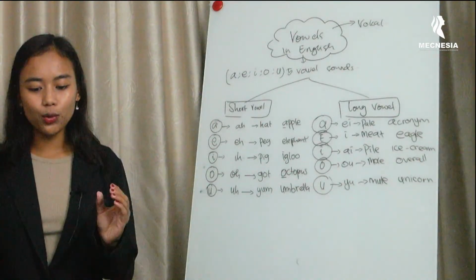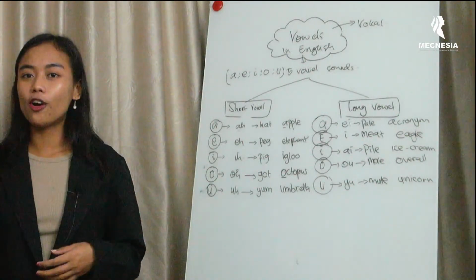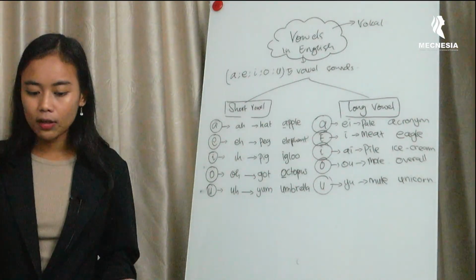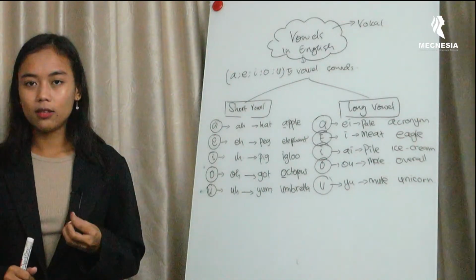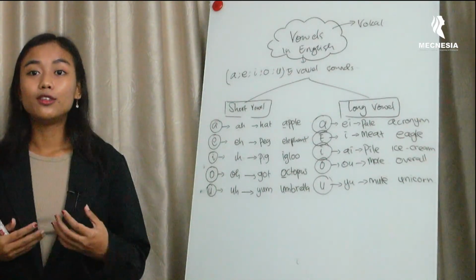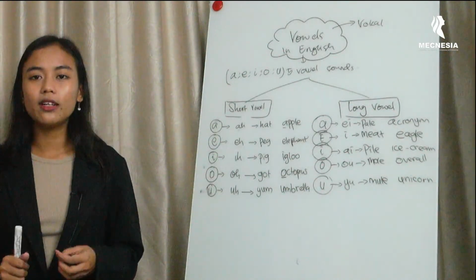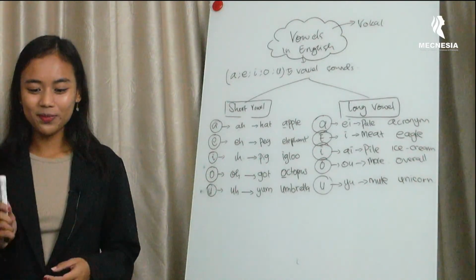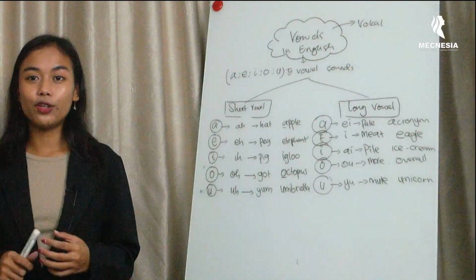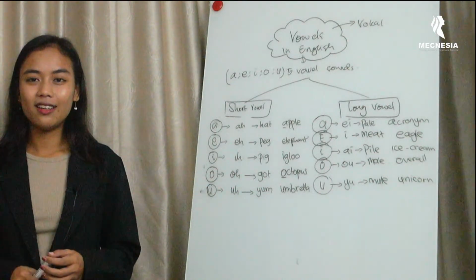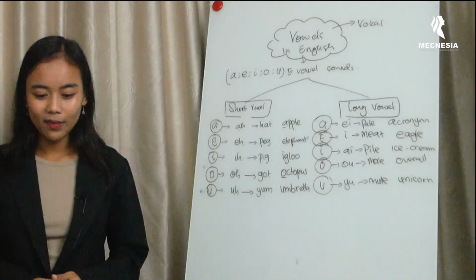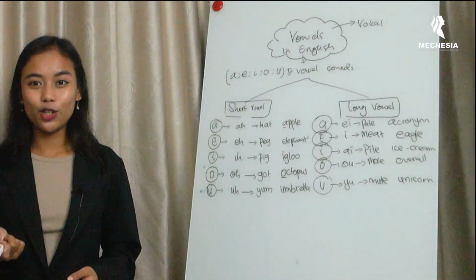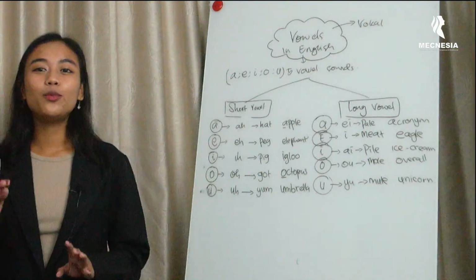Next, when the U is followed by E or I. Ketika huruf U-nya diikuti oleh huruf E atau I. For example, in the word duel, duel. Next, in the word clue, clue. And next one in the word fruit, fruit. Next, kata you. You means kamu.